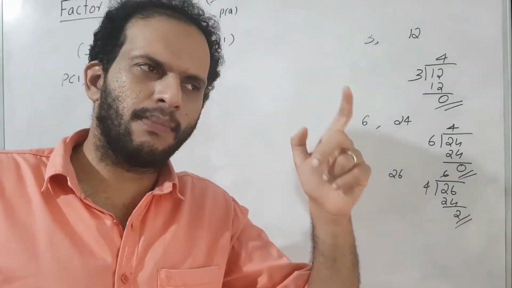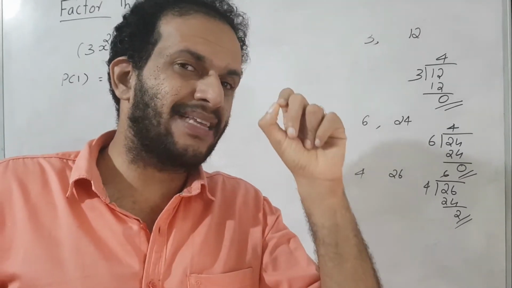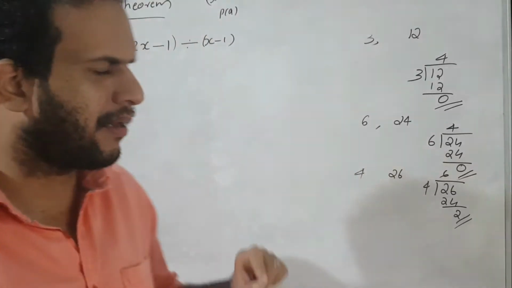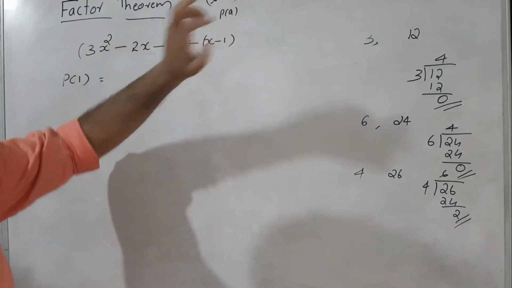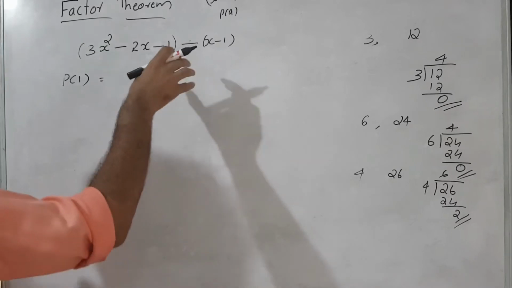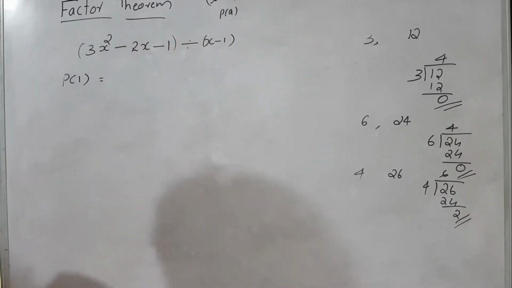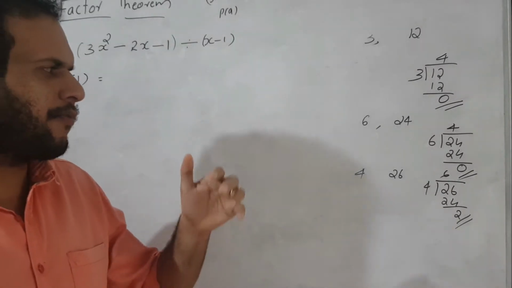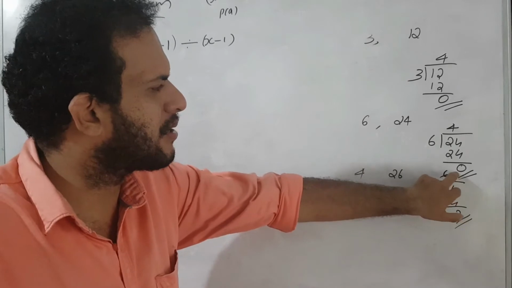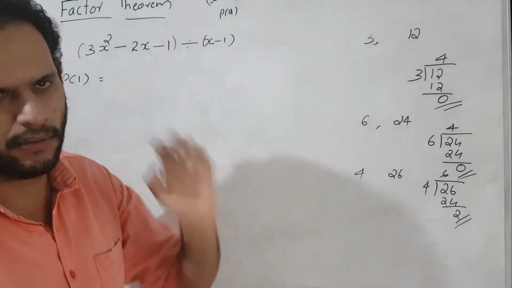To remember the form, the linear polynomial form is x minus a, then the remainder is p of a. So how do we check whether x minus 1 is a factor of the polynomial 3x square minus 2x minus 1? We just find the remainder. If we get the remainder 0, then we conclude it is a factor, otherwise it is not a factor.